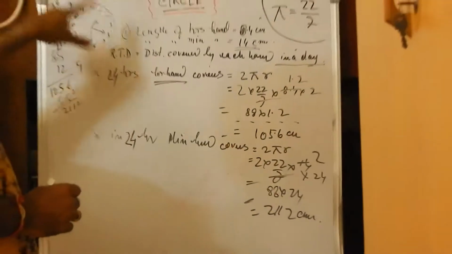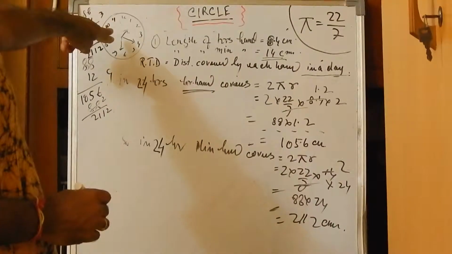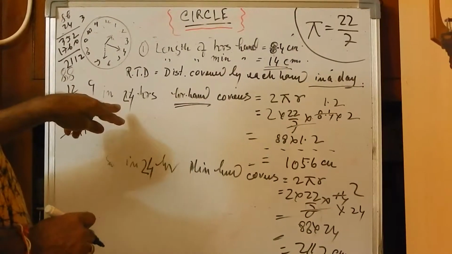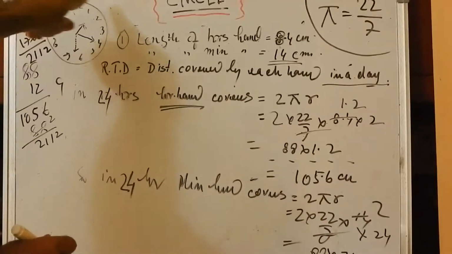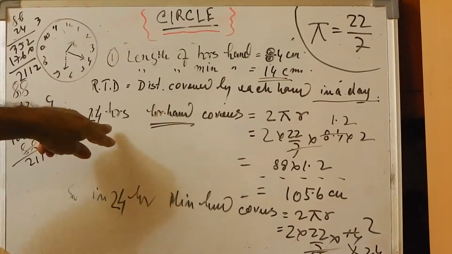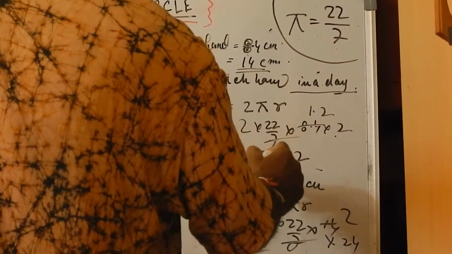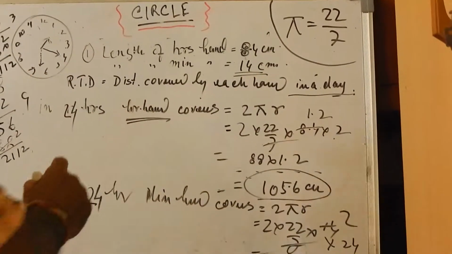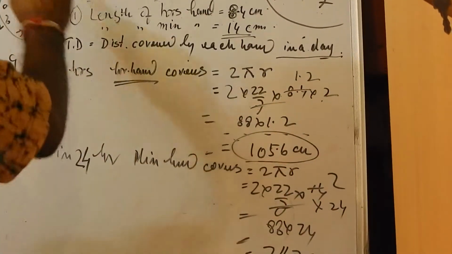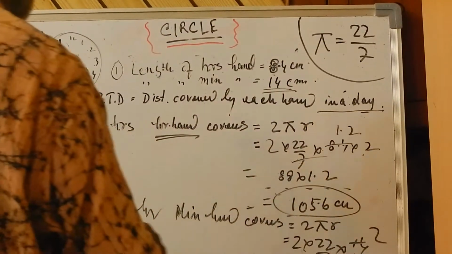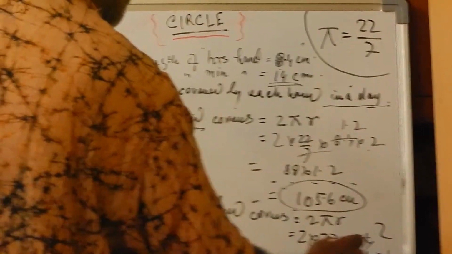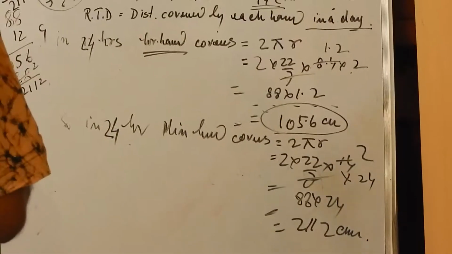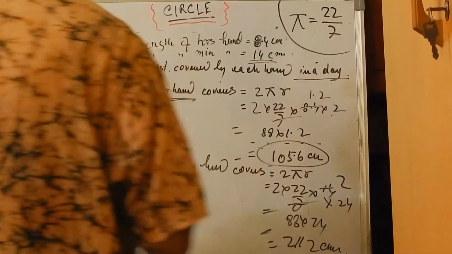So in a clock, the shorter hand, that is the hour hand, covers the circumference of the circle in 12 hours. So in 24 hours it covers 1056 cm. For the minute hand, the longer hand, in 1 hour it covers the full circle circumference. So in 24 hours, 24 into 2 pi r, that is 2112 cm. So that's all about a clock.